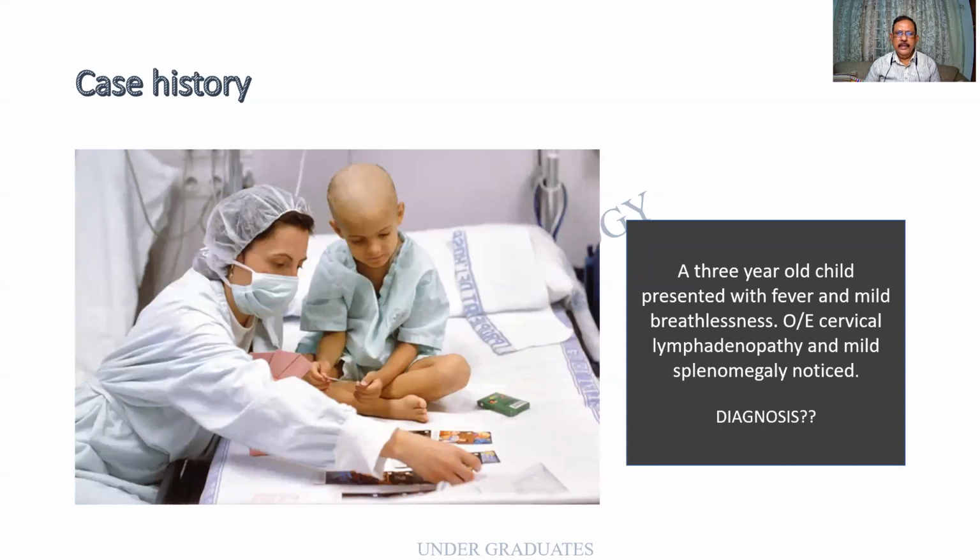A case history. A 3-year-old child presented with mild fever and breathlessness. On examination, cervical lymphadenopathy and mild splenomegaly were noticed. What is your diagnosis?